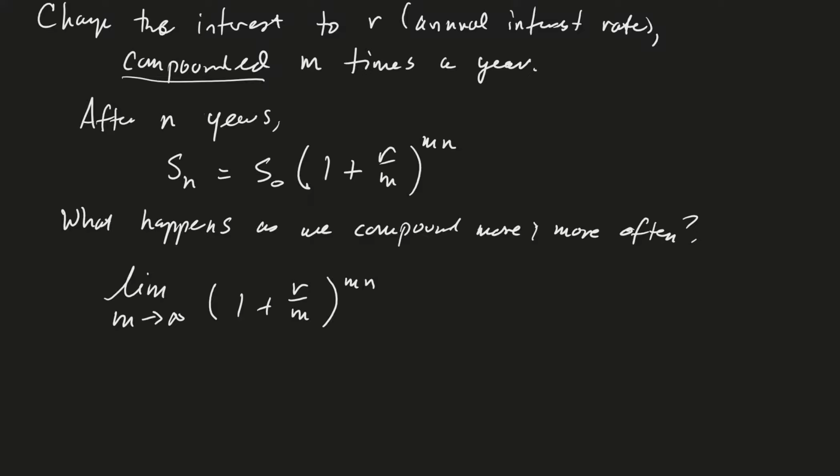You know what? Let me change that. Instead of n, let me change that to a generic time t. Okay? So that's instead of just having it at one specific year, and t is in years. All right. How am I going to take that limit?